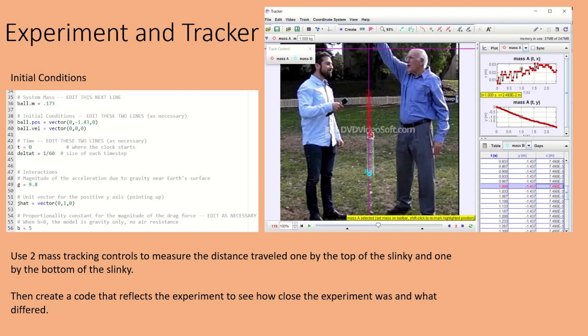Alright, so how did we set up this experiment? Basically, I took a recording of this person dropping his slinky, and I analyzed it using Tracker, and we set our initial conditions to the mass of the slinky. There was no velocity, and the initial position was taken to be 0, 0. So basically, we just used two mass tracking controls to measure the distance traveled, one by the top of the slinky and one by the bottom of the slinky. And then we created a code that reflects the experiment to see how close the experiment was. We compared these two later, and we'll see what the conclusion was.